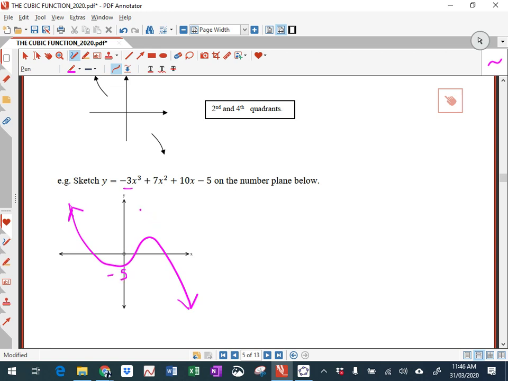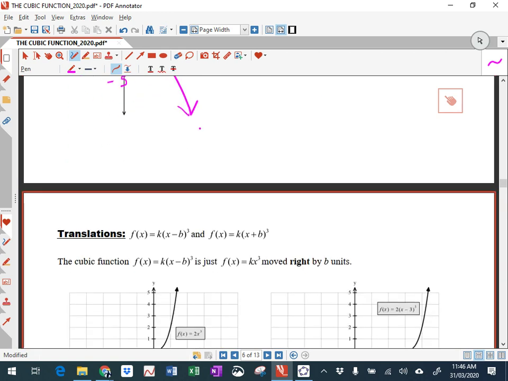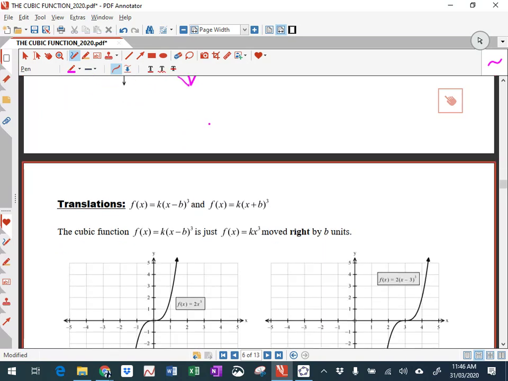Okay, so these are the important ideas here. If the coefficient of x cubed is negative, you start in the second and finish in the fourth quadrant. All right. Okay. Now, translations.